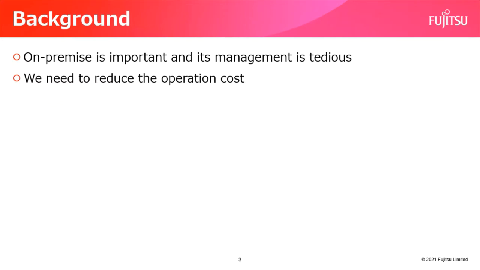Although cloud is very popular when we consider to create something new or migrate our system, there are still lots of systems relying on on-premises environments for some reasons, like security, for example. Those on-premises environments are still important, but the management can be tedious. We need to reduce its operation cost through some automation. For example, if we can increase the number of machines without any manual operation, just like using a public cloud, that will be very helpful.